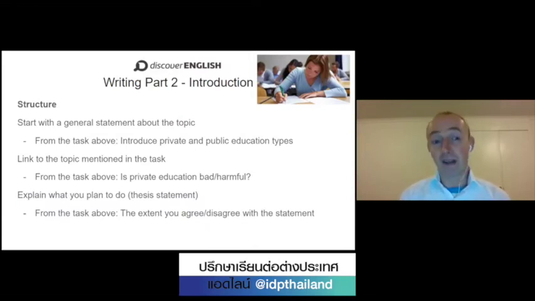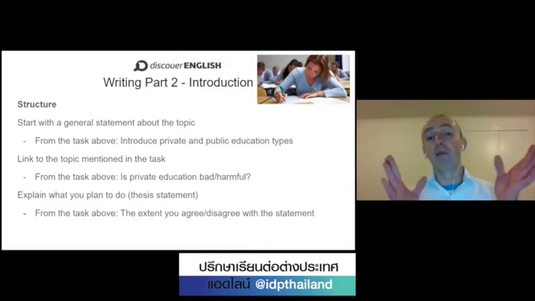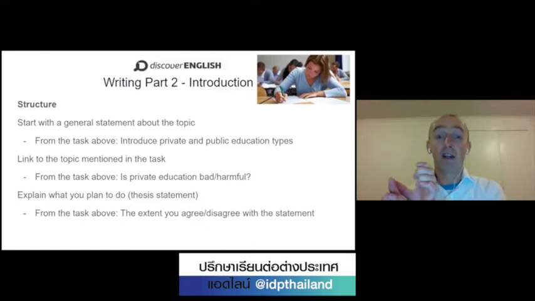The second part of the introduction would be linking the topic mentioned to the task. So you want to go from private and public education types to, is private education bad or is it harmful? And then to explain what you plan to do. This is the thesis statement. This is a very important sentence. It tells the reader that you have thought about your essay, that you've considered these points, and that you have some structure to your essay. And so from a reading point of view, it makes it much easier to follow your essay.